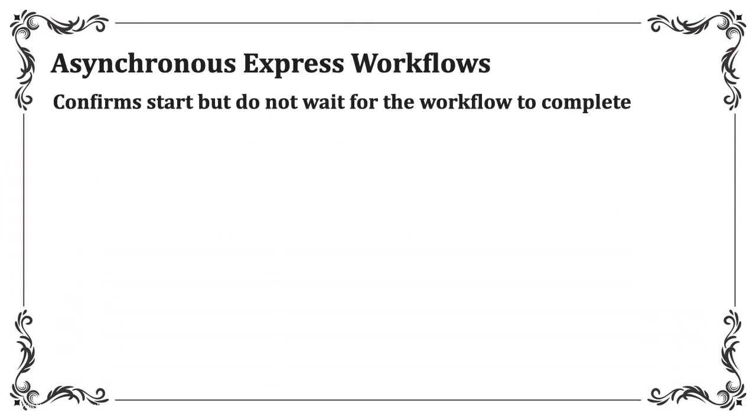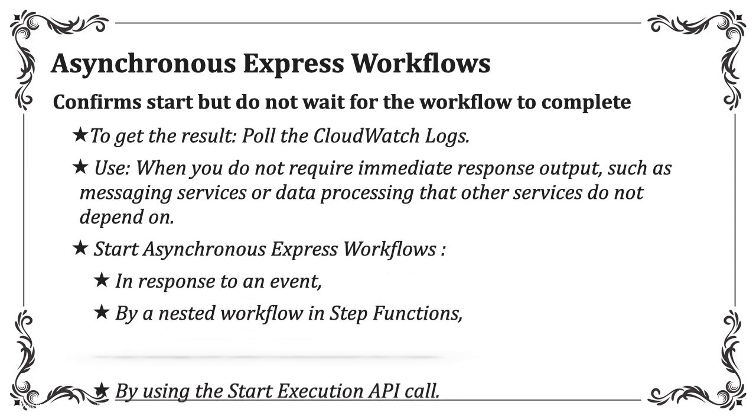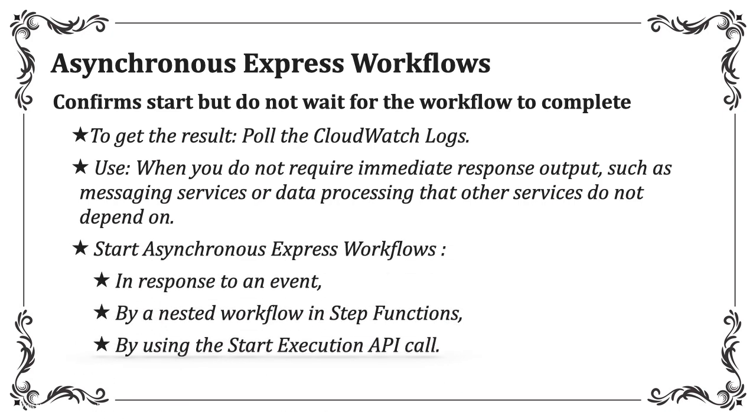Asynchronous express workflows return confirmation that the workflow was started, but it doesn't wait for the workflow to complete. To get the result, you must pull the service's CloudWatch logs. You can use asynchronous express workflows when you do not require immediate response output, such as messaging services or data processing that other services do not depend on. You can start asynchronous express workflows in response to an event, by a nested workflow in Step Functions, or by using the Start Execution API call.